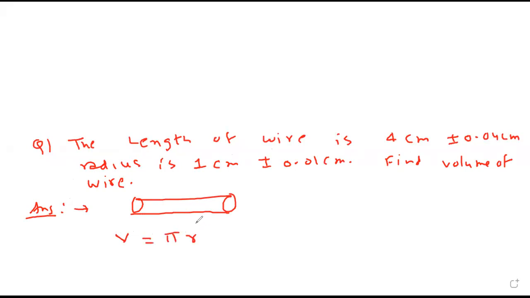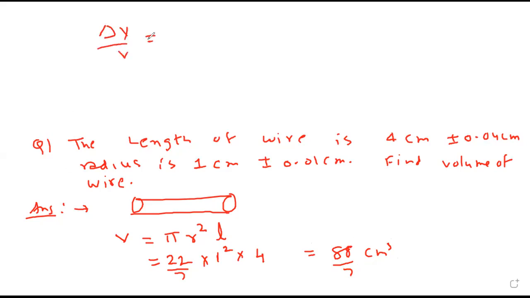Pi r square L. Yes, sir. So 22 by 7, r is 1 square and length is 4. So this will become 88 upon 7 centimeter cube. Leave in fraction, no harm. This much okay? 88 by 7. Now we want error. So delta V upon V, pi is constant, no error. Power becomes multiplier, dr by r plus dl by l. Now, okay, just this much copy. Then I will substitute and get the answer.